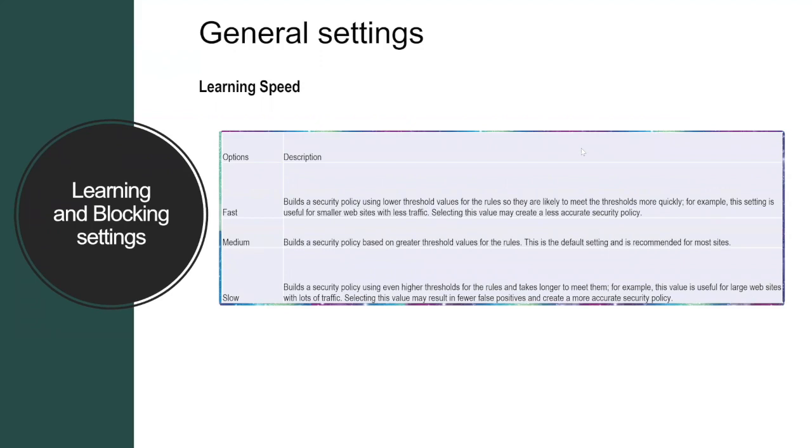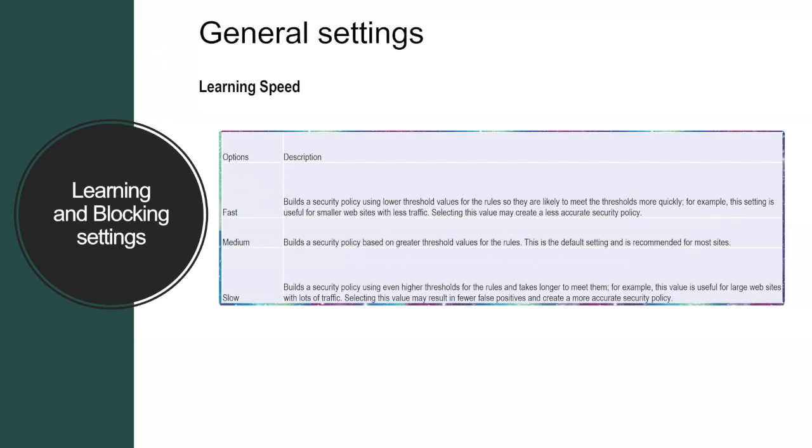Moving further, the last option in the general setting under learning and blocking settings is the learning speed, which tells how you are learning the suggestions in the policy. Three options: fast, medium, and slow. Pertaining to fast, when you have a smaller website with less traffic, fast learning is recommended. But this learning may create a less accurate security policy.